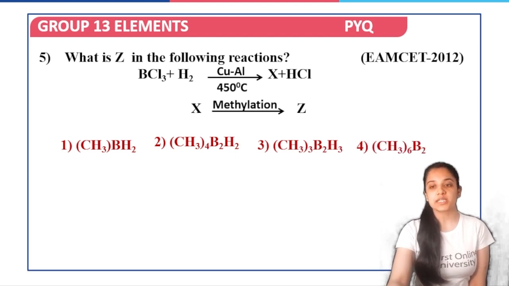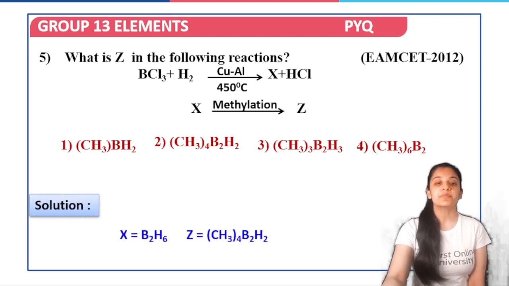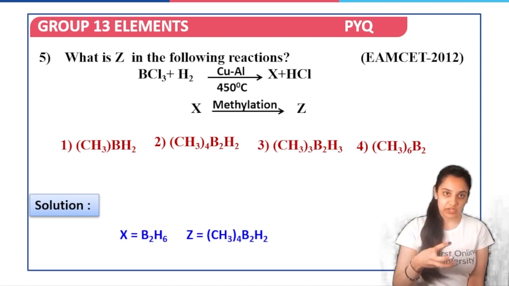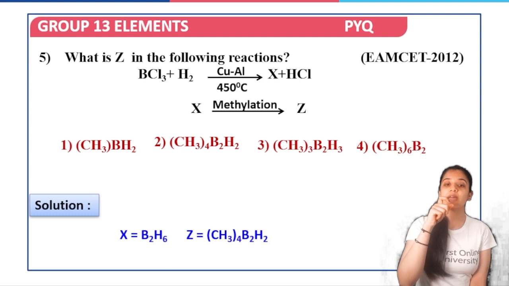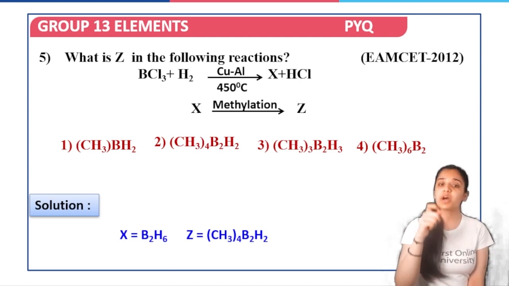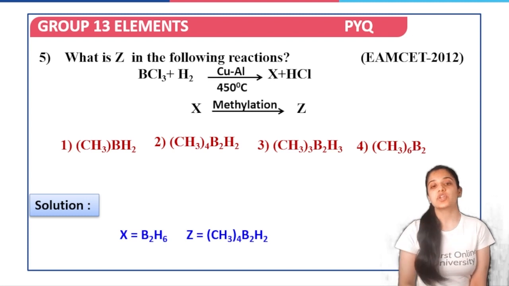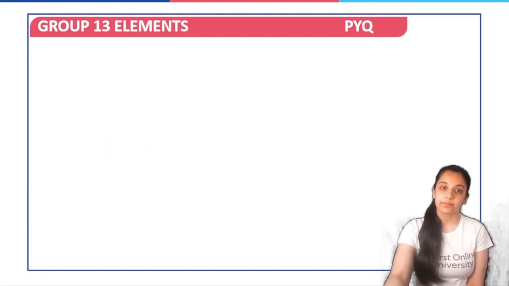I think we have not discussed this part directly here. So let me give you the solution. See, X here is going to be, BCl3 on reaction with H2 is going to give me B2H6. And now when we are methylating B2H6, we are going to get (CH3)4B2H2. Therefore, option 2 is the correct answer.